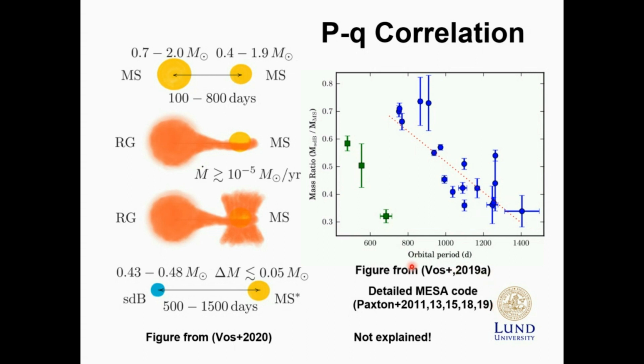And here on the plot, you see orbital period on the x-axis and mass ratio in the binaries on the y-axis. And mass ratio is the mass of the blue SDB star divided by the mass of the companion main sequence star. And on the plot, all the dots are all the observed SDB binaries. And basically, we can see that there's some kind of correlation between the mass ratios of SDB binaries and the orbital periods of these binaries.